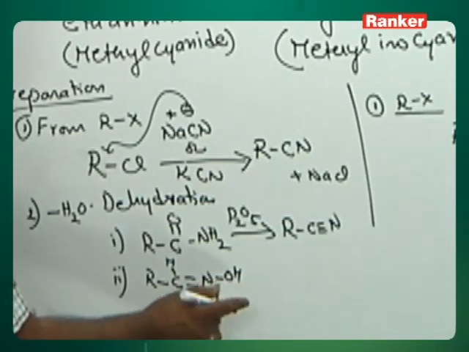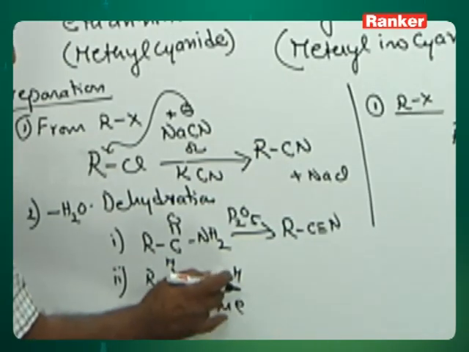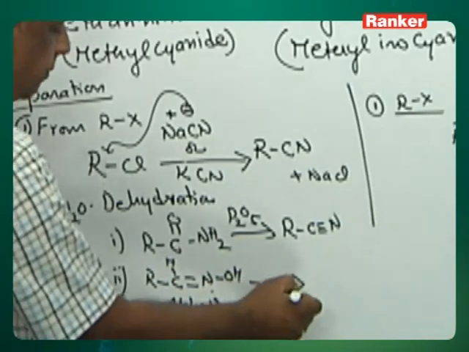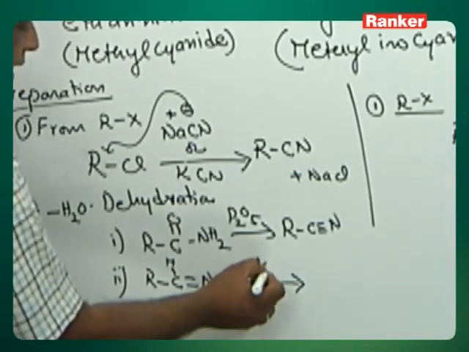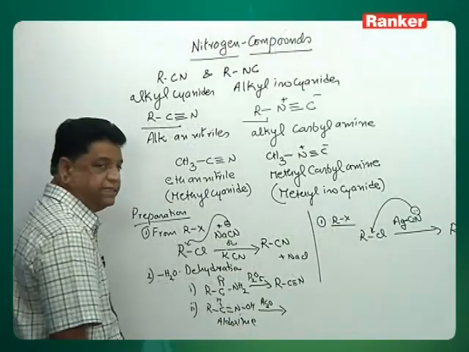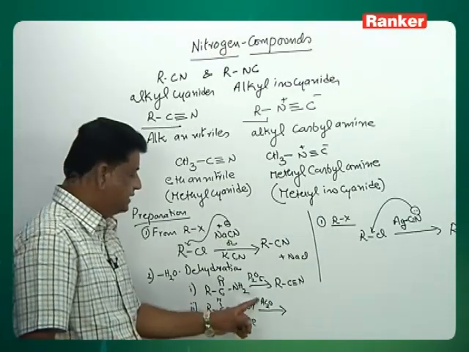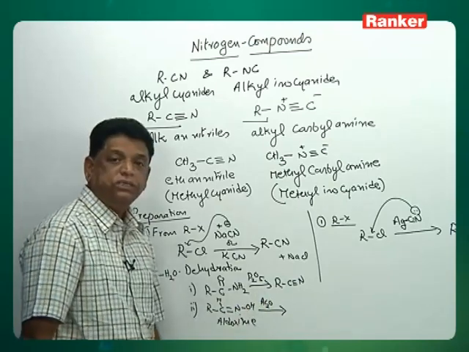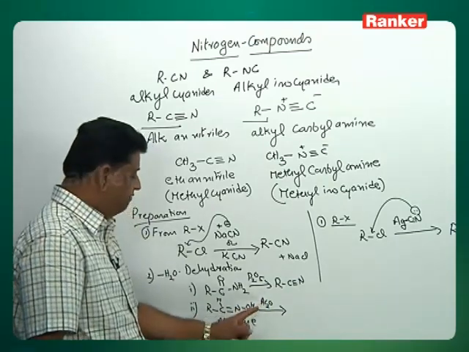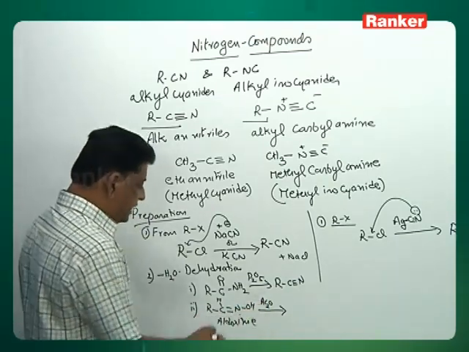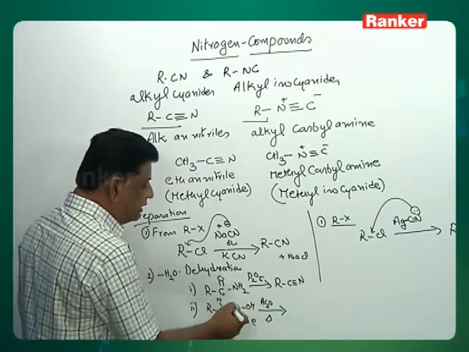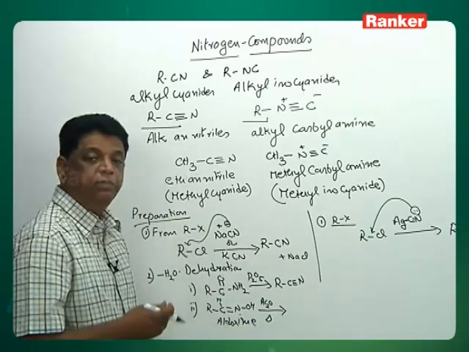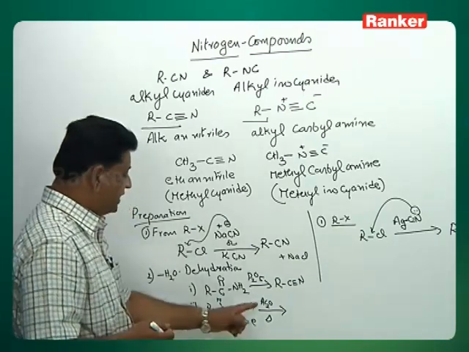Aldoximes undergo dehydration with agents like P2O5, or you can take acetic anhydride also. Ac2O stands for CH3CO taken twice, with O for acetic anhydride. When acetic anhydride is added and heated, the water H-O-H goes out and joins with acetic anhydride, which becomes acetic acid. 2 moles of acetic acid are formed.